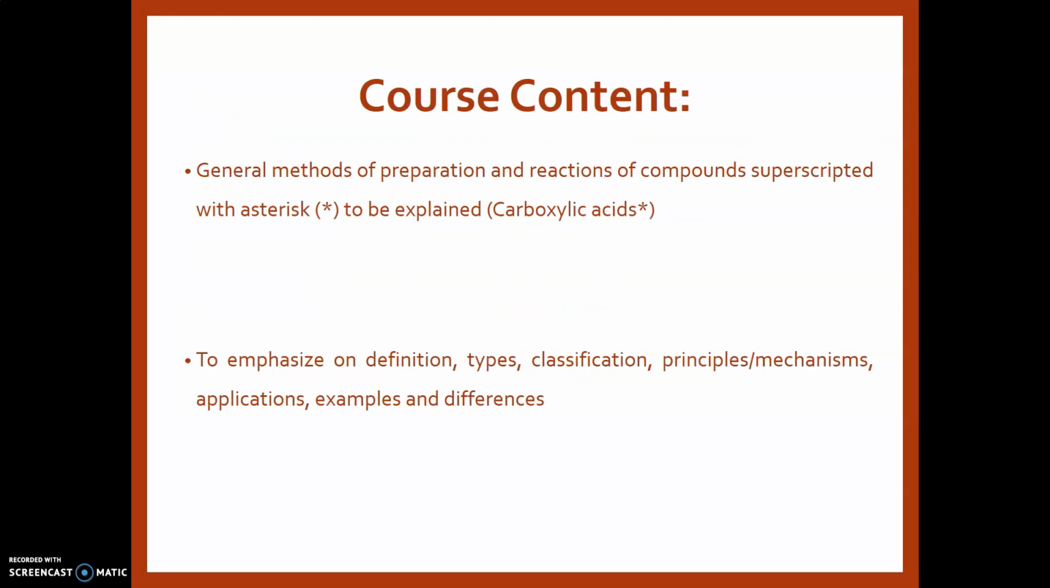Then the course content. From the fifth unit, the course content is the general method of preparation and reaction of the compound, specifically carboxylic acid. Before going to know about different properties, we also know about some general methods of preparation and reaction of this carboxylic acid compound. Then we emphasize the definitions, types, classification, principle, mechanism, application, and examples of the different types of this carboxylic acid.